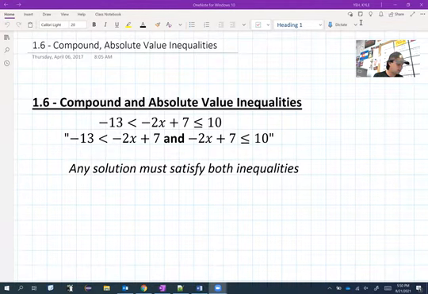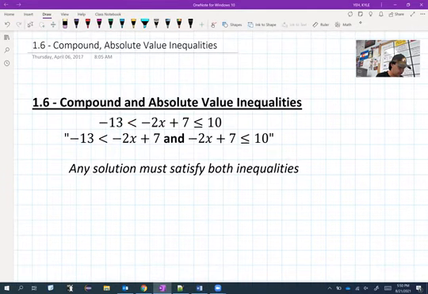And the first compound inequality we're going to look at is something that looks like this. So how would I read this? What I just highlighted in yellow. It says negative 13 is less than negative 2x plus 7 is less than or equal to 10. So I read it there kind of as a three-part inequality. Negative 13 is less than negative 2x plus 7 is less than or equal to 10.